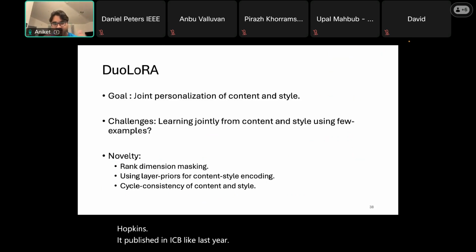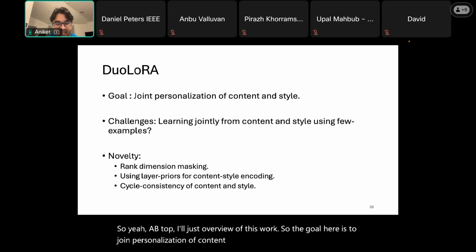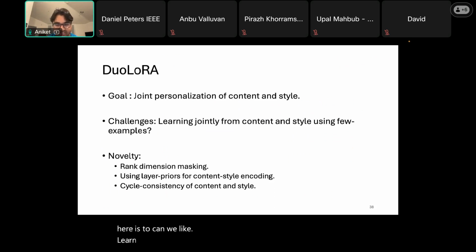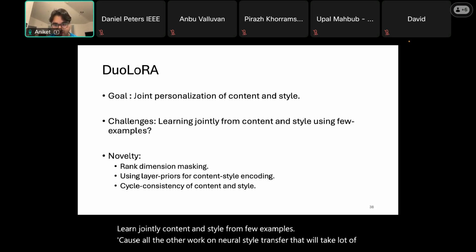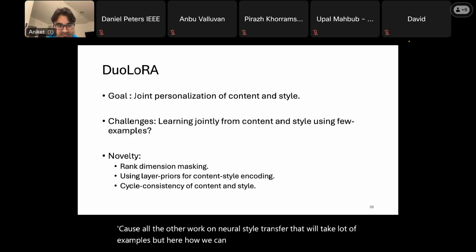So yeah, a bit of an overview of this work. The goal here is to jointly personalize content and style images. The challenge is, can we learn content and style jointly from few examples? Earlier work on neural style transfer took a lot of examples, but here we look at how we can do it with fewer examples.